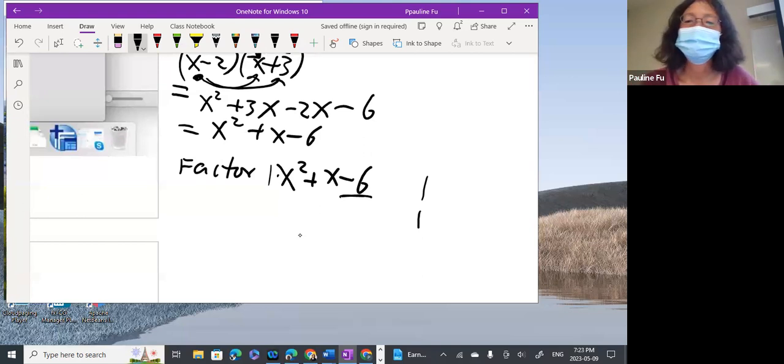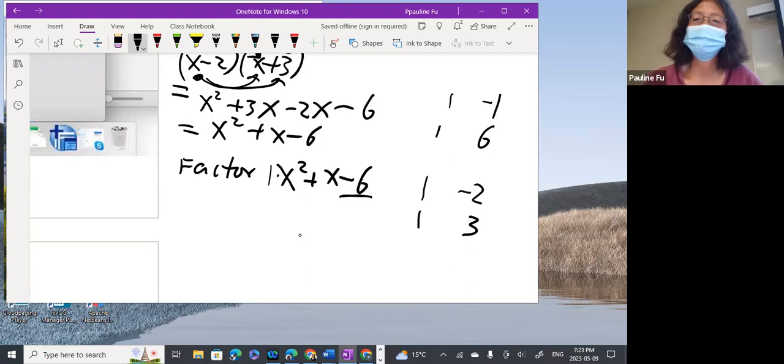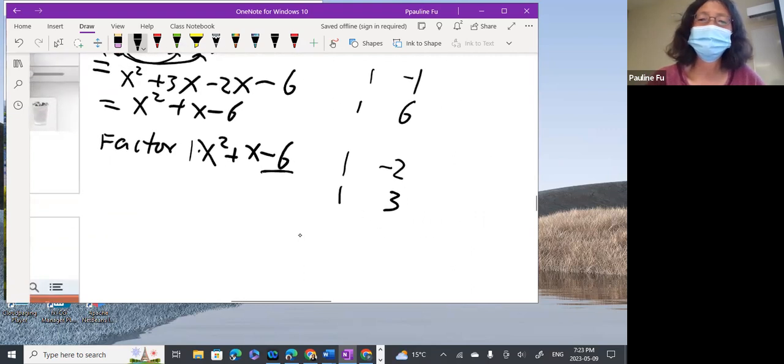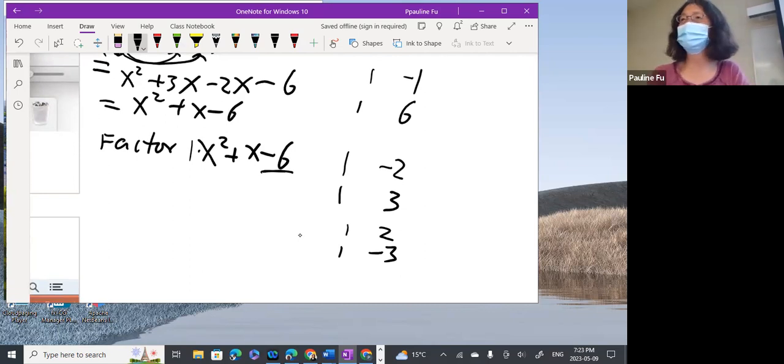Negative 2 times 3, or 1 and 6, or negative 1 times 6. Do you have another answer? The inverse, so it can be 2 and negative 3. Excellent. There are many possibilities, two numbers multiplied together equal to negative 6.